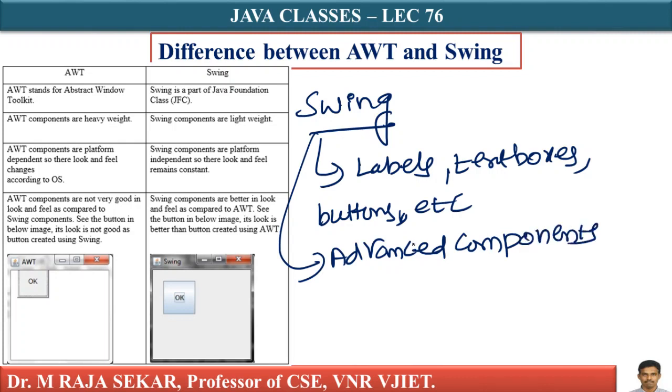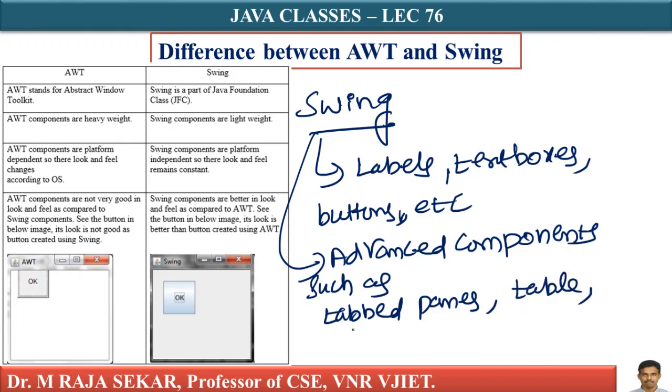What are those advanced components? Such as tabbed panes. We will discuss what a tabbed pane is. It is used to display tables, and even trees. Therefore, Swing provides more sophisticated components.